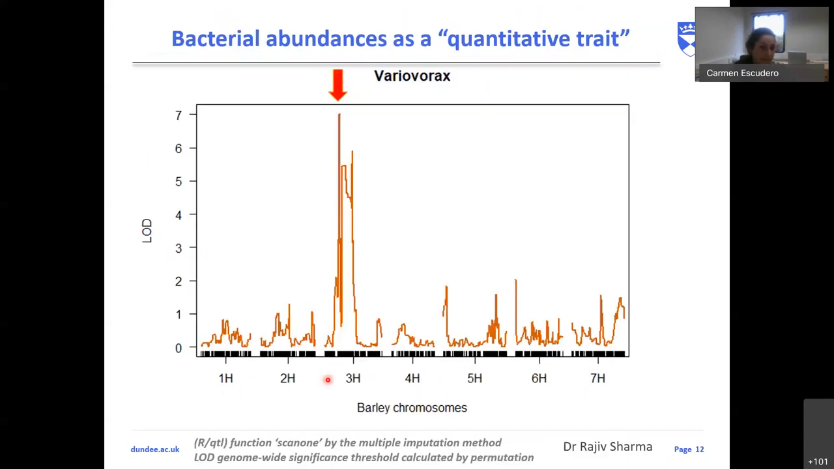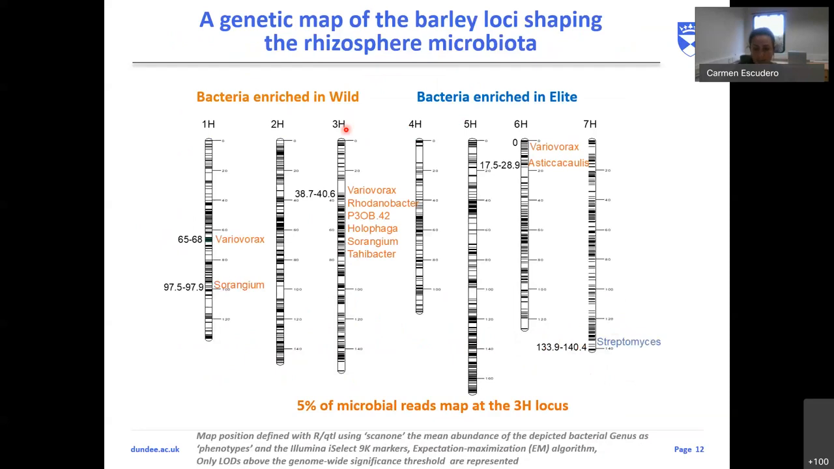So yes, we use these different bacterial abundances as a quantitative trait for scanning all the barley chromosomes for significant associations with the different taxa. And here we have this genus as an example, called Variovorax, and we can see a very significant association with a region on barley chromosome 3H. If we repeat the same exercise with all the taxa that were differentially enriched between the parental lines, we can build a genetic map, which is what I'm showing here.